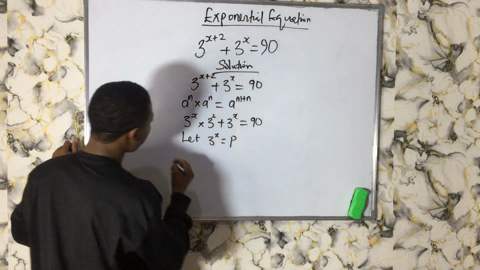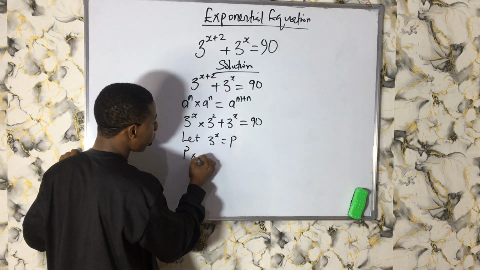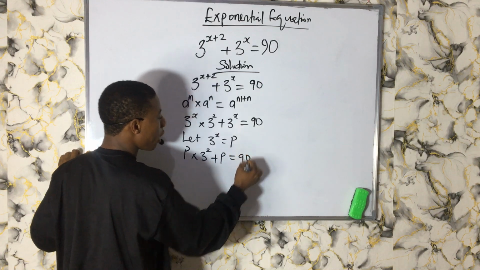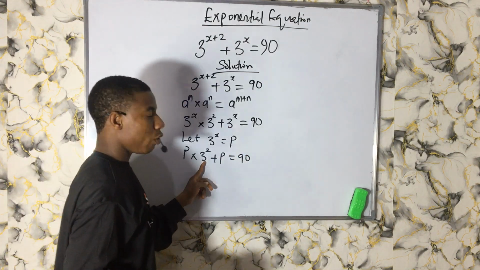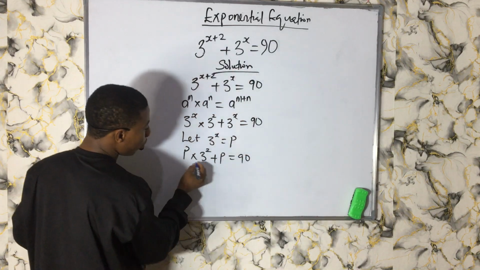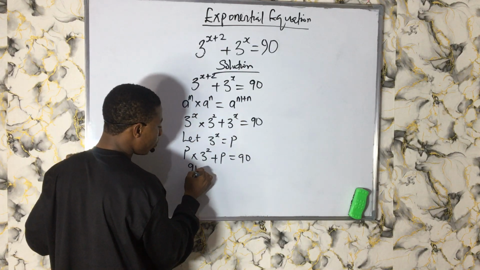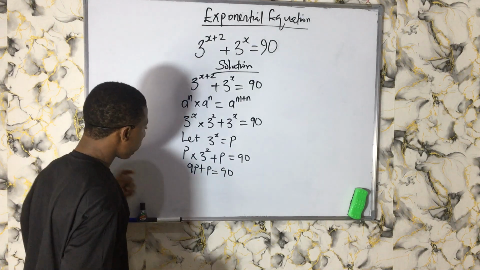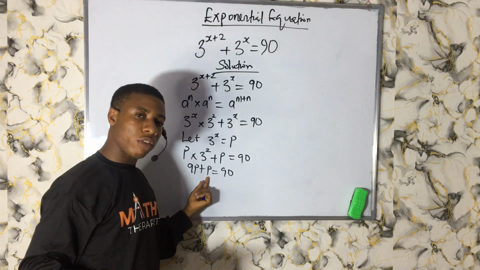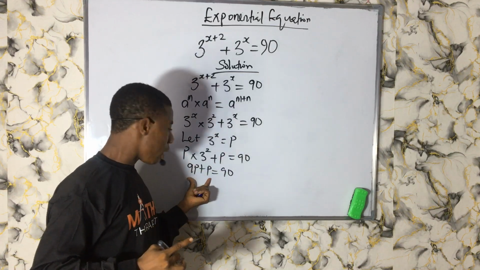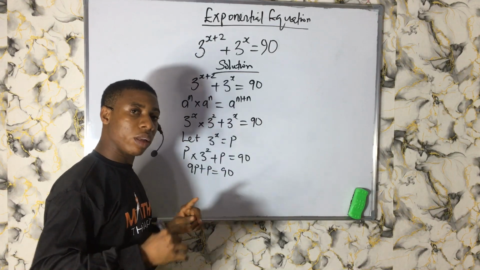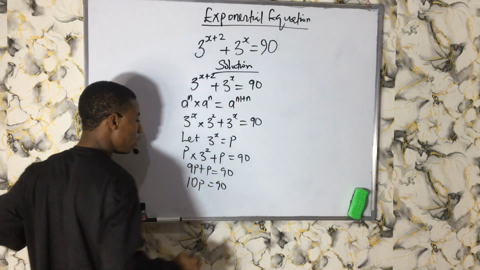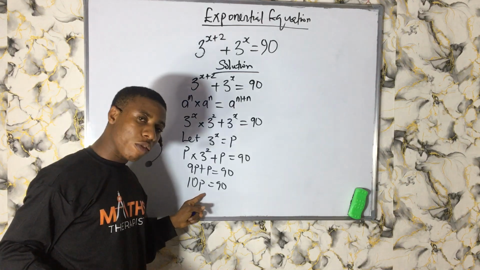So this place is going to be P times 3 squared plus P equals 90. Of course, you know 3 squared is 9. So 9 times P gives us 9P plus P equals 90. And of course, you know that P here has a coefficient of 1, right? So if you add these together, 9P plus P is going to give us 10P. So we have 10P equals 90.